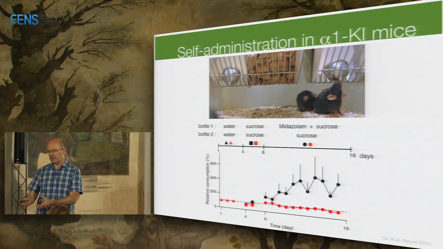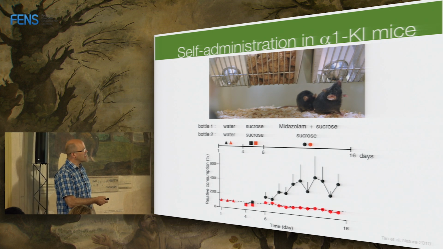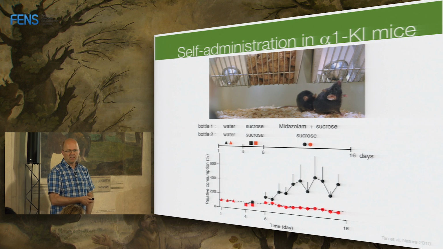So here, what we are doing is a very simple behavioral test, because now we have these knock-ins, so we can actually give them a choice between two bottles. One bottle contains, in the beginning, water, and the other one contains water as well. And when we do enough mice, we see that there is no bias, there's no preference, okay? Then we switch and add a little sucrose.